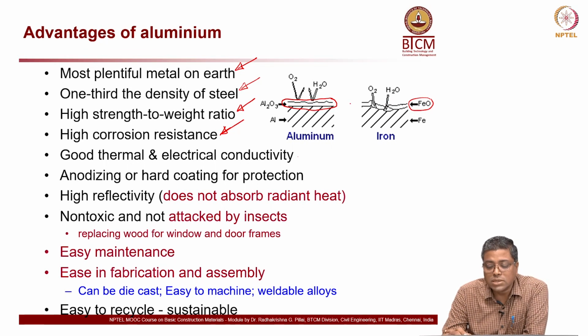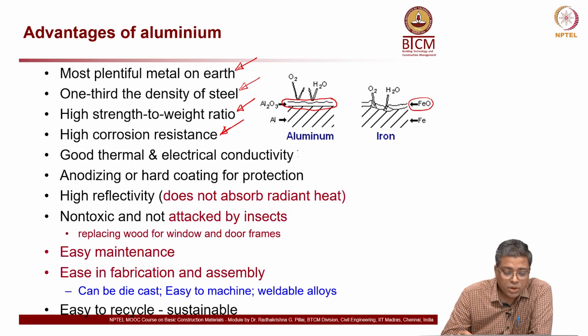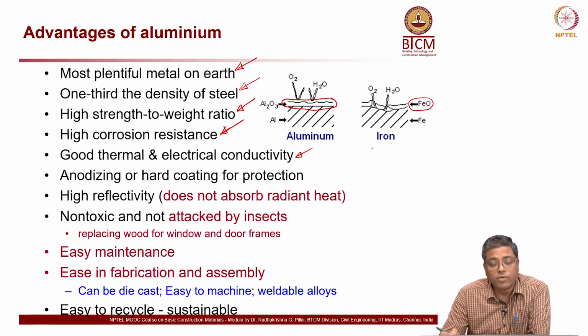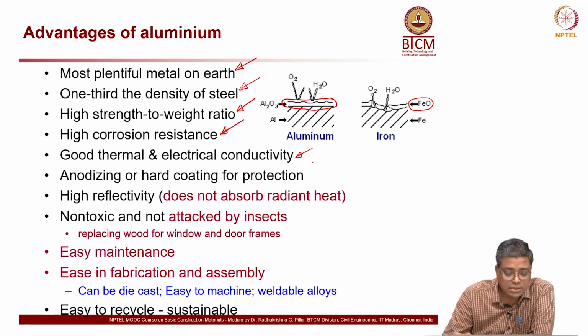So, the resistance of aluminum against corrosion is higher than that of steel. So, if you have a highly corrosive environment, it is better to use aluminum than iron or steel. Okay. So, that also adds value to the use of aluminum, especially in the long run. Now, good thermal and electrical conductivity, that is also very good. So, because of high electrical conductivity, we are able to use as electrical wires for transmission lines, etc.